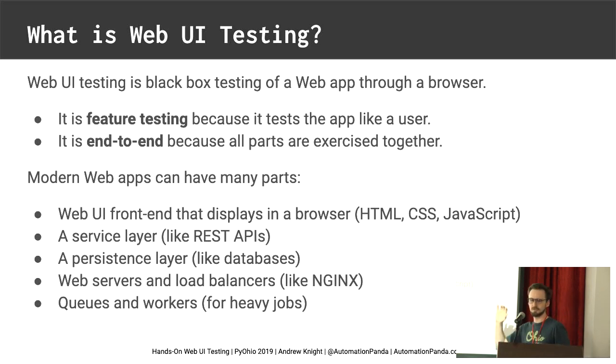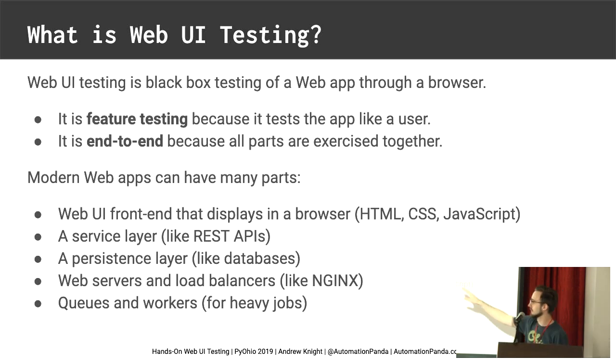But ultimately, in order to verify that everything's working together as it should, you're inherently hitting all layers of that stack. You've got the front-end that displays the browser, the HTML, the CSS, and the JavaScript. But you also have, most likely, the service layer, because as you're interacting with things on the front-end, they're going to be making calls to the back-end. You have this persistence layer of any sort of data that you've got. You've probably got web servers and load balancers back there, making sure everything's good if it's a sizable app. You may have queues and workers for heavier jobs.